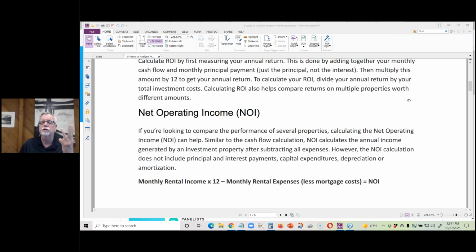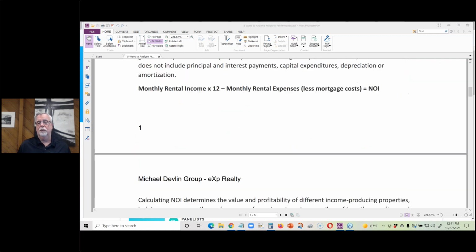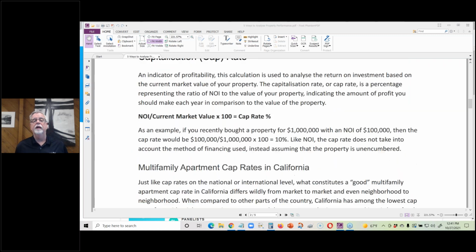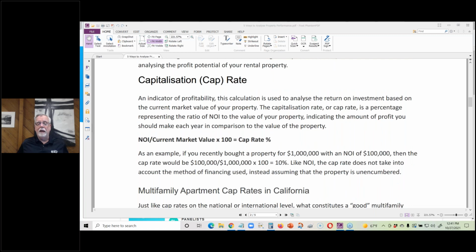That's what that refers to. We subtract expenses and now we have the net operating income. So what do we do now, right? We've got the net operating income, and that brings us to another concept, which is called the capitalization rate. This is a concept that, I'm not sure a lot of people really understand.